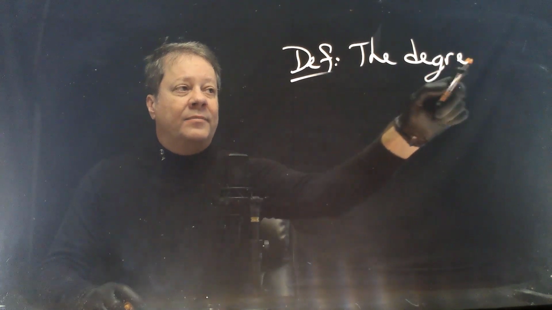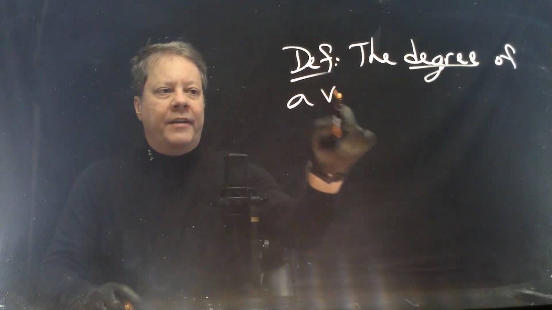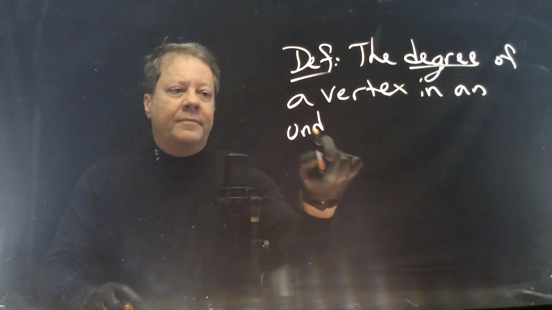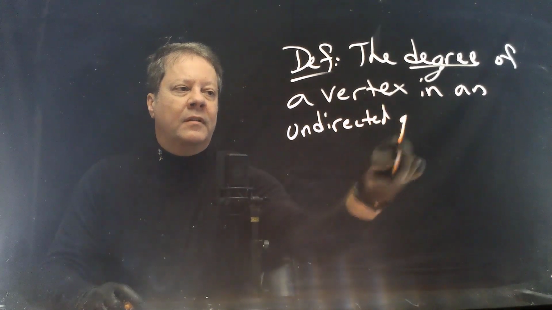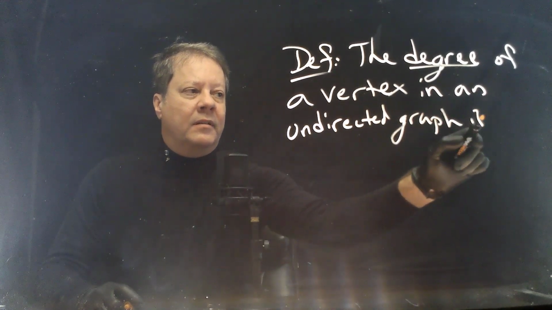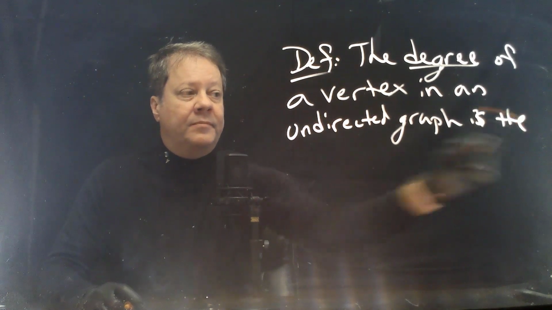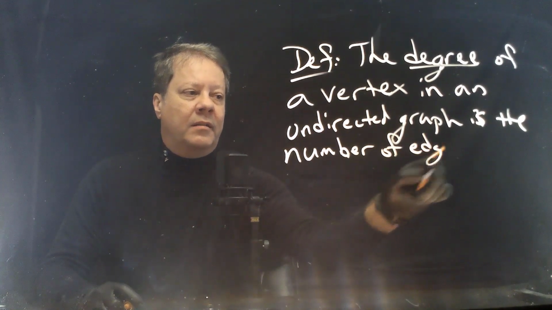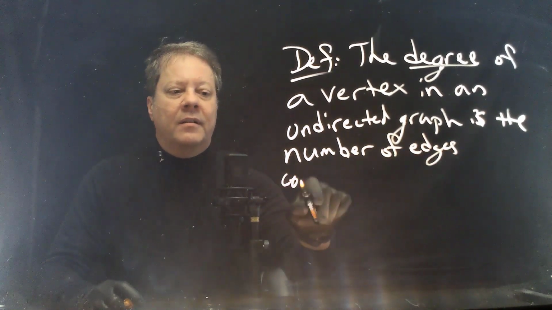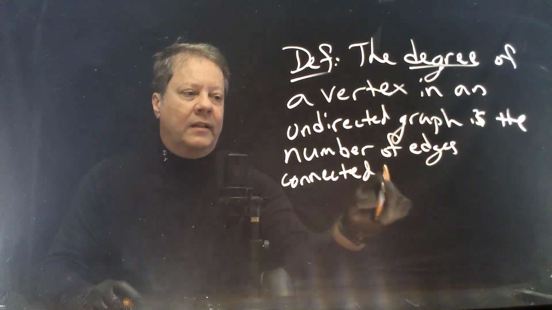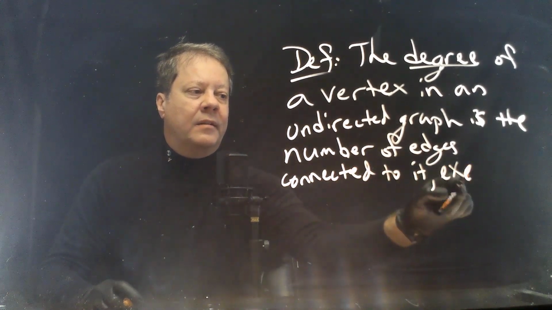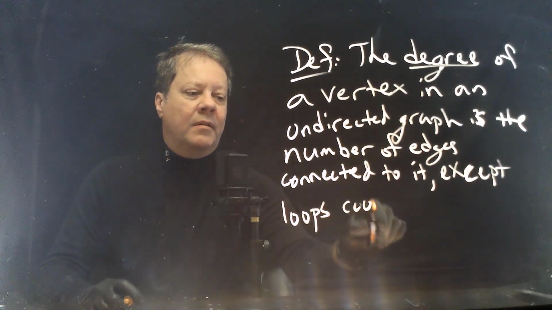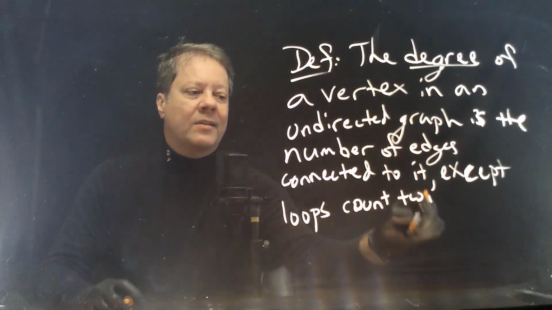The degree of a vertex in an undirected graph is the number of edges connected to it, except loops count twice.